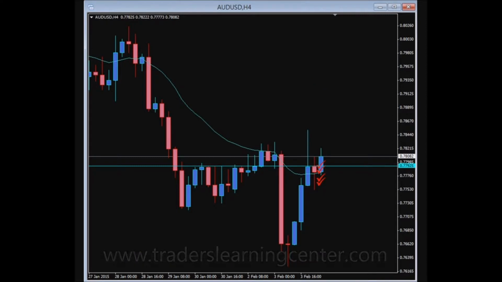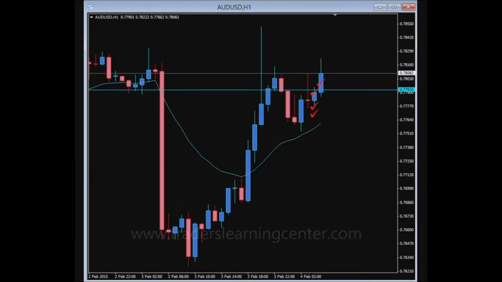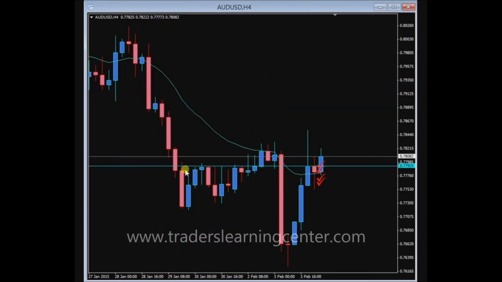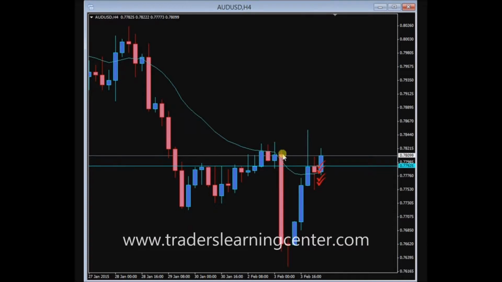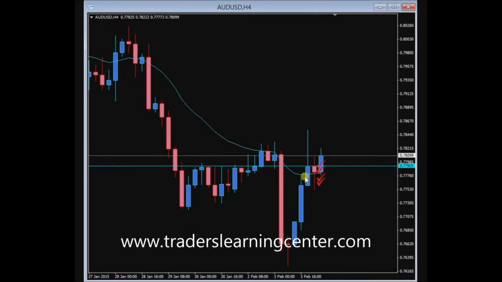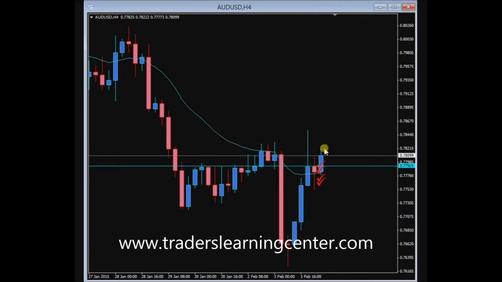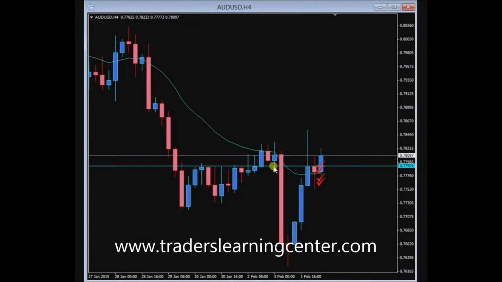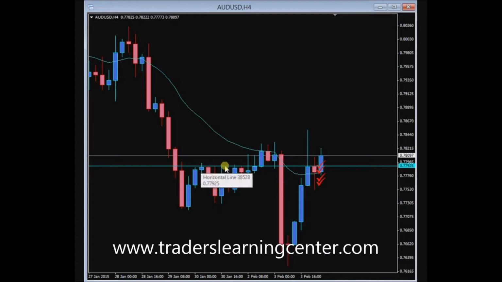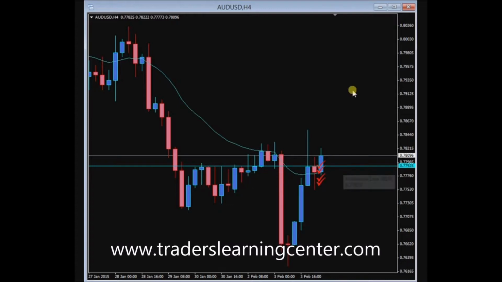I want to go out to the 1 hour, see where I'm at there. Well, let's go back to the 4 hour again. I just want to show something here. You can see here that this line acted as resistance, then it broke through to support, broke through again to resistance, now it broke through again, and it's become support again. And you can see all these points in here that this line has been respected.